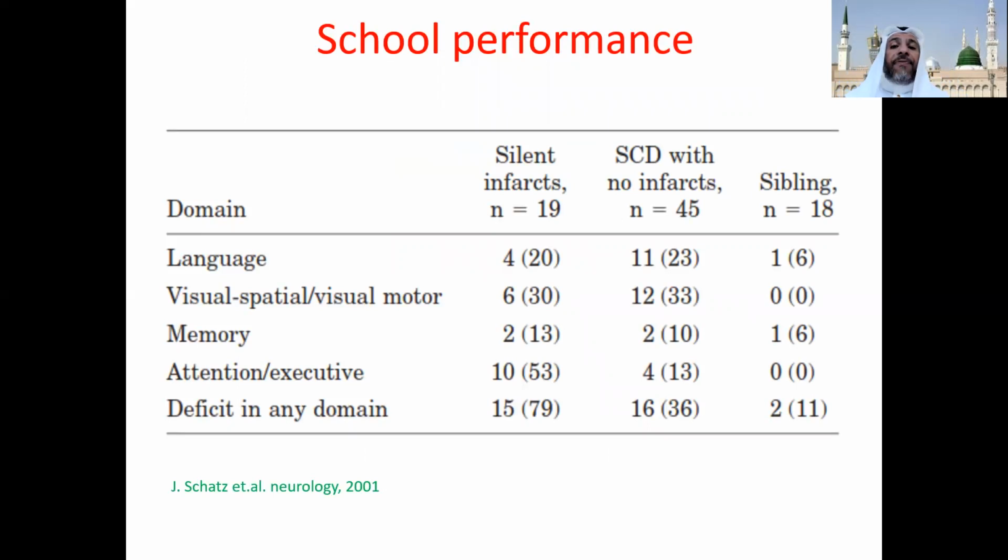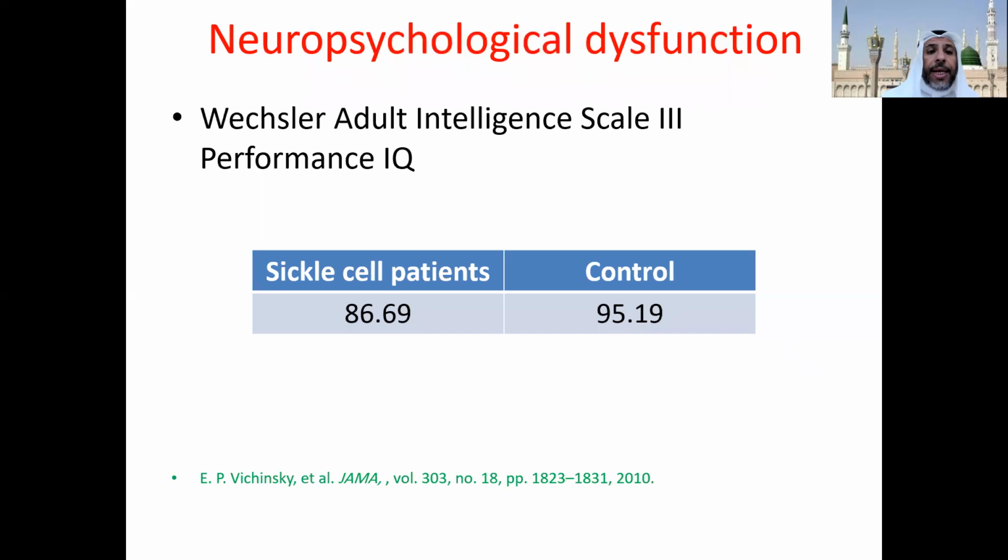Those patients who have stroke, either frank stroke or silent stroke, have some sort of school performance where they are lower than the others in language, memory, IQ, and so on. This is another study where they looked into the IQ, where sickle cell patients have lower IQ compared to normal people, and this is related to the vaso-occlusions, the stroke, and so on in those patients.